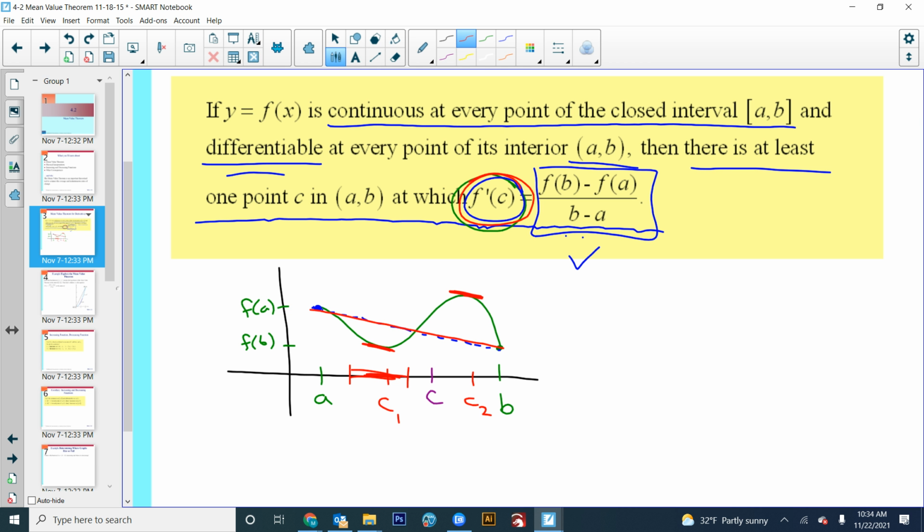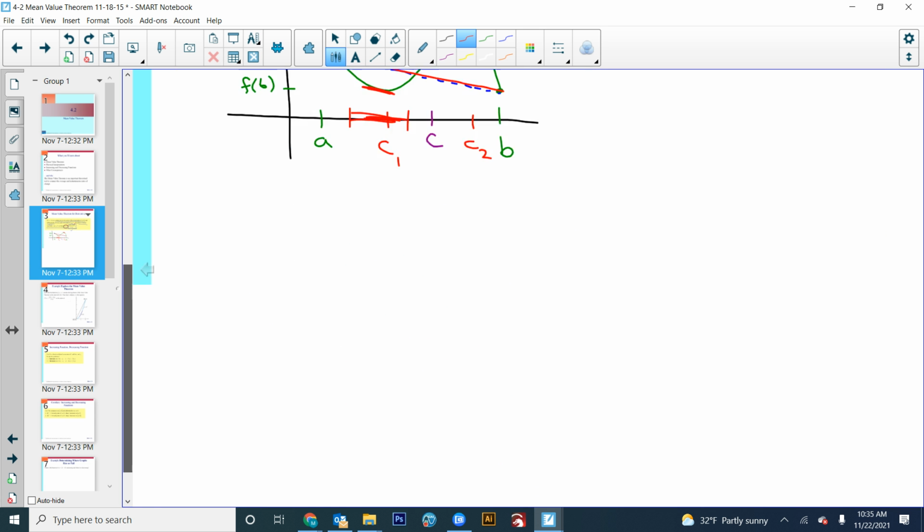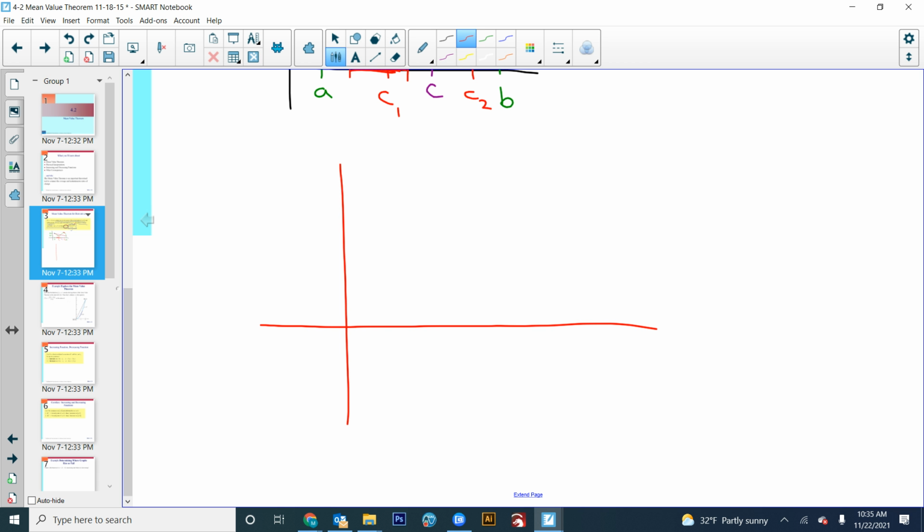Now, what if the hypothesis is not met? And remember, the hypothesis is everything before the then. Okay? Everything before the then. Okay, let's give an example where f of x is continuous, but not differentiable. I'm going to try to make this a little more obvious. Does the MVT apply?